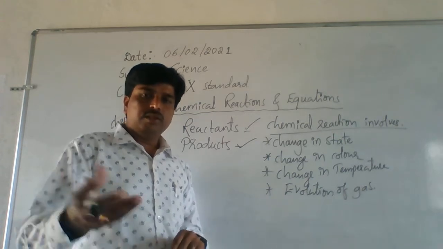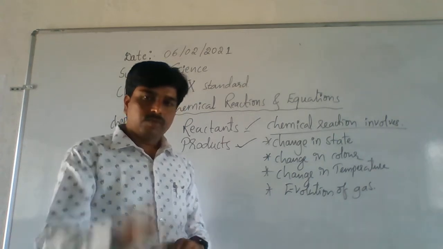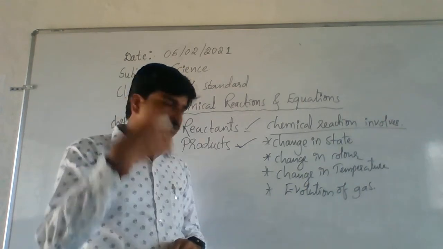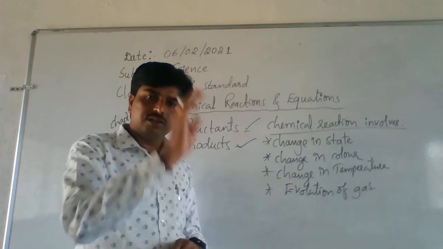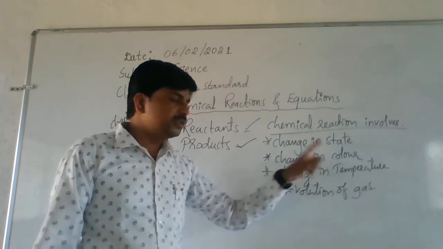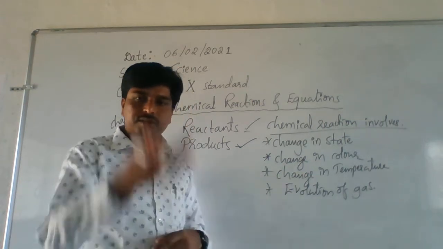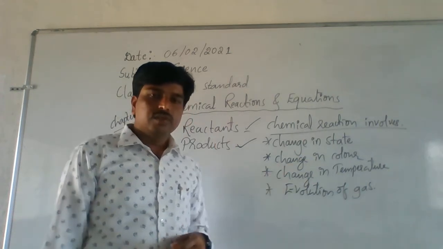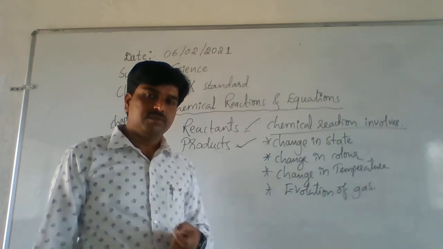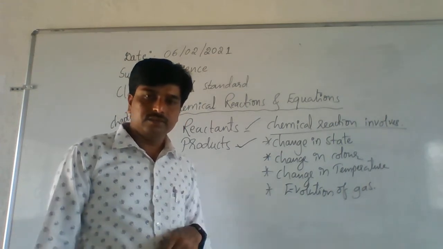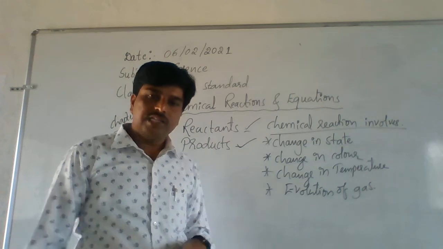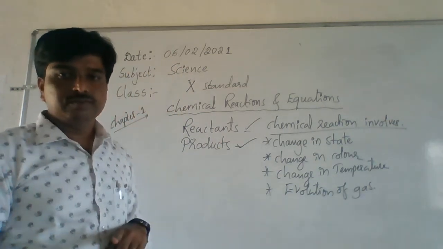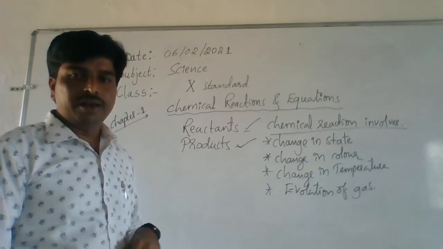Just see, burn a piece of paper, gas is evolved. Yes, sir. And it turns into ash, so the state also gets changed. Understand? Change in temperature: when you burn the piece of paper, temperature becomes high. It will increase. Change in color: if you burn white paper, after completely burning it gets a black color. Color also gets changed. Hence, we consider burning of paper a chemical change. It is also a chemical reaction.